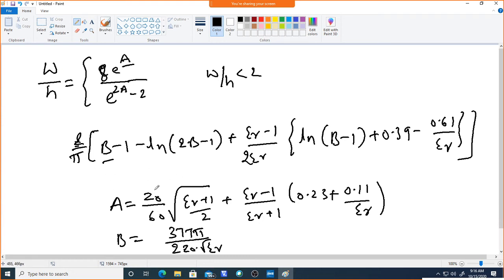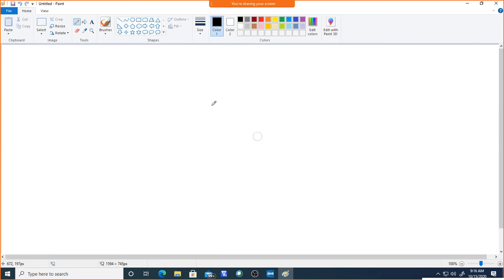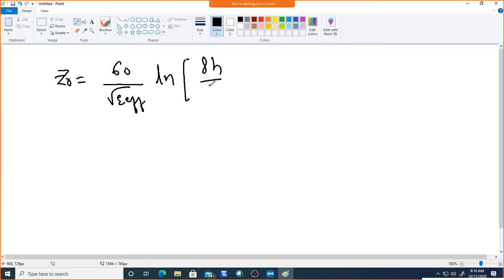If Z0 is given already, you can easily calculate. Otherwise you need to use the Z0 equations also. So the Z0 equation is given by Z0 equal to 60 by root effective epsilon into ln of (8h by w plus w by 4h). So this is the equation for characteristic impedance. If it is not given, you have to use this equation for calculation when the w by h ratio is less than or equal to 1.